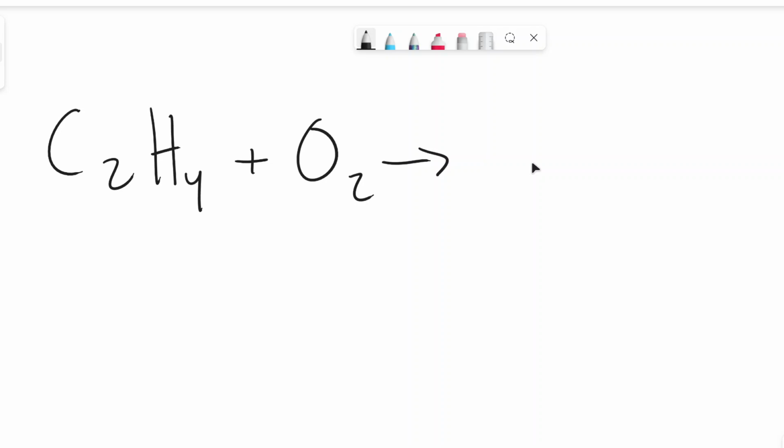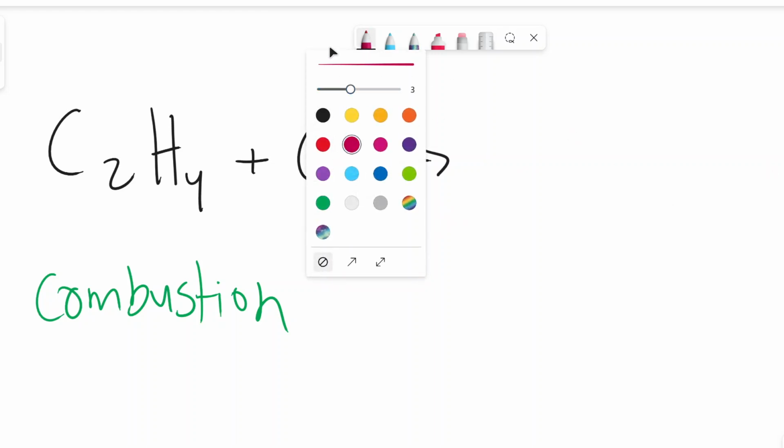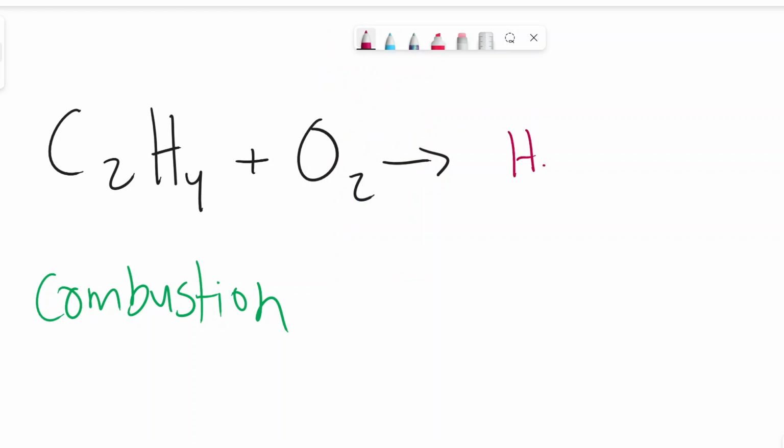Now again, the first thing to do is to figure out what type of reaction this is. Since this is the famous CHO, meaning carbon, hydrogen, and oxygen, this is going to be a combustion reaction. Combustion reactions always happen with hydrocarbons and oxygen. So this is going to be combustion. Great. Combustion reactions always yield carbon dioxide and water. So this is literally the easiest one in my opinion, because you know what the products will be. So it's going to be water and carbon dioxide.